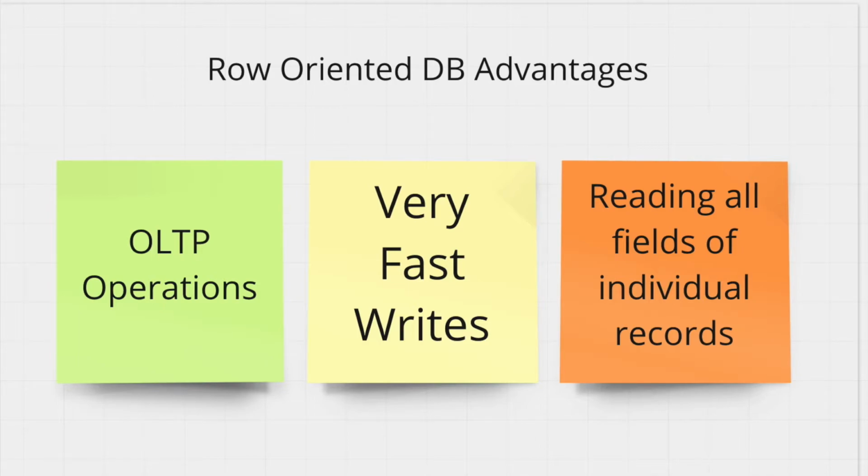Or if you have a workflow where you're doing very quick writes, and every time you write one row at a time, this is a very good choice, because when you write that one row, all the data needs to be in one part of the disk. So it's a very, very quick write. And lastly, if your use case involves reading one whole row at a time every time, you want to use a row-oriented database. That's because all the columns for that one row are very close to each other on disk, and the operation is going to be very, very quick.